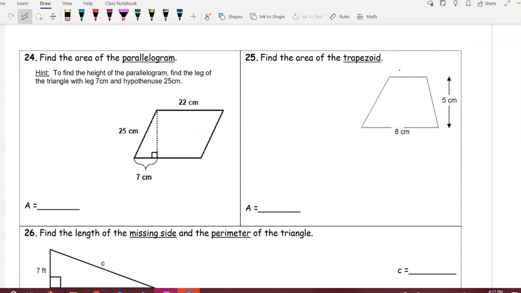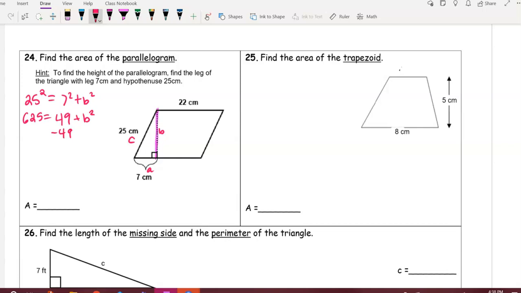All right, number 24, find the area of the parallelogram. To find the height of the parallelogram, find the leg of the triangle with leg 7 centimeters and hypotenuse 25 centimeters. So we need to find this side, and that will give us the height of the parallelogram. So we have C, A, and B. So we know 25 squared is going to be equal to 7 squared plus B squared. 7 squared is 49, and 25 squared is 625.